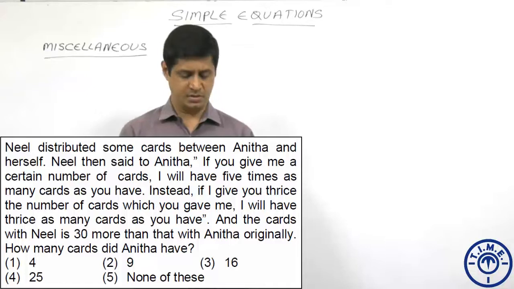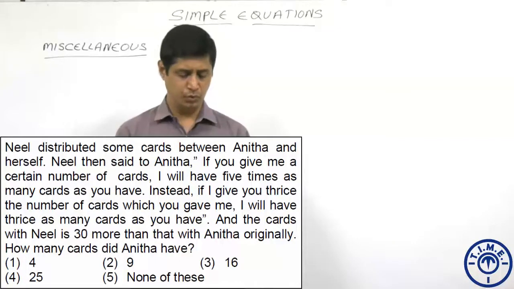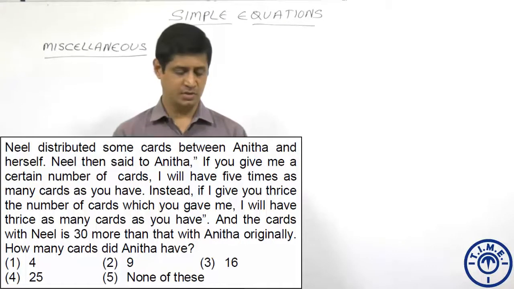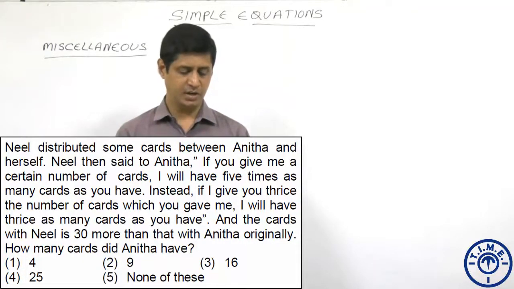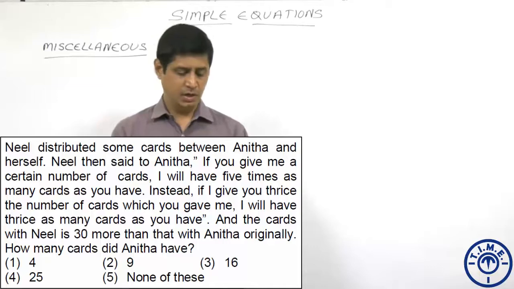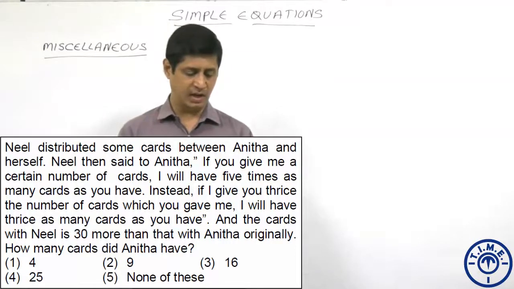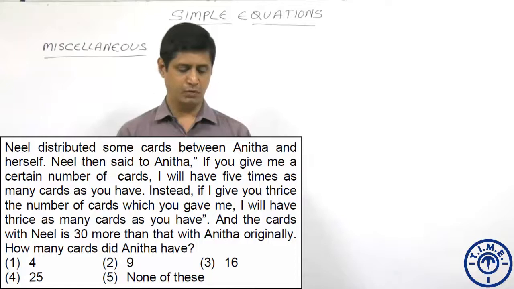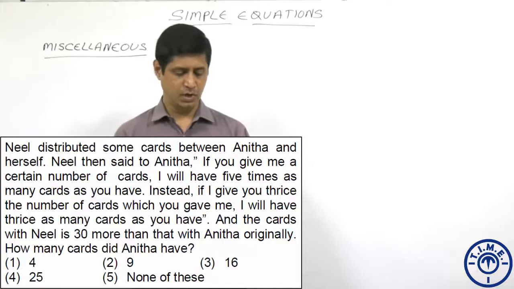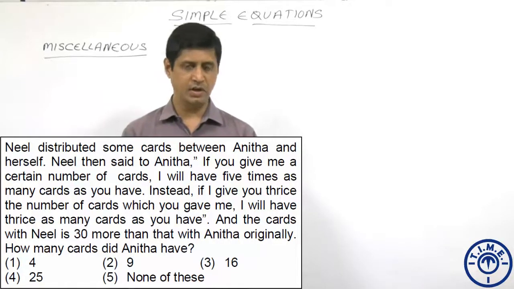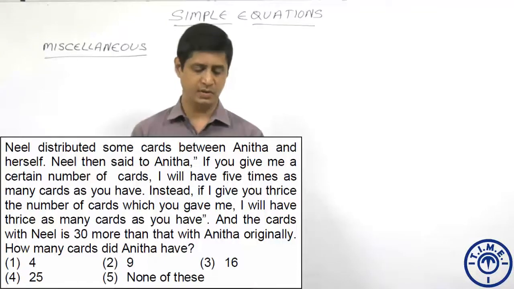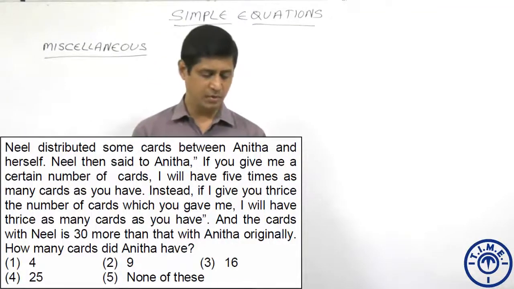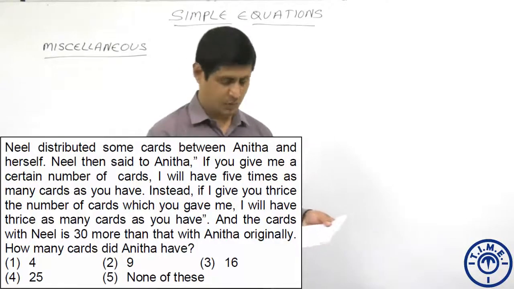Neil distributed some cards between Anita and herself. Neil then said to Anita, if you give me a certain number of cards, I will have 5 times as many cards as you have. Instead, if I give you thrice the number of cards which you gave me, I will have thrice as many cards as you have. And the cards with Neil are 30 more than those with Anita originally. How many cards did Anita have?